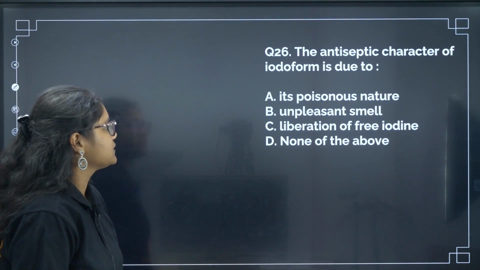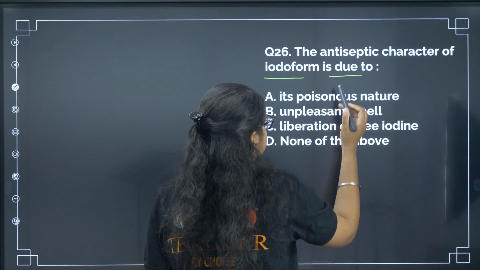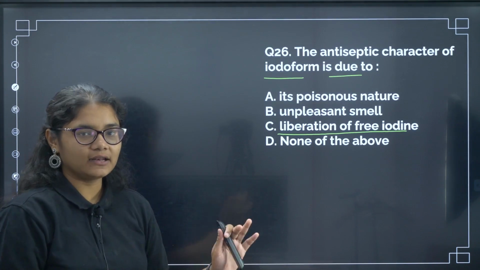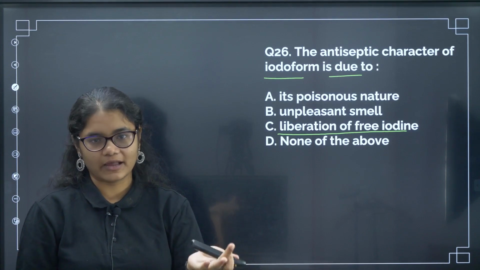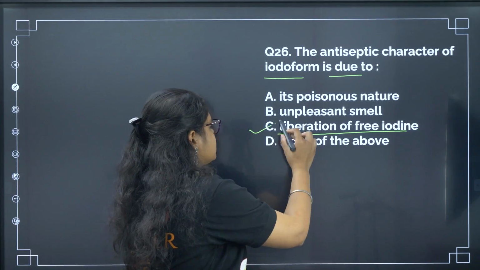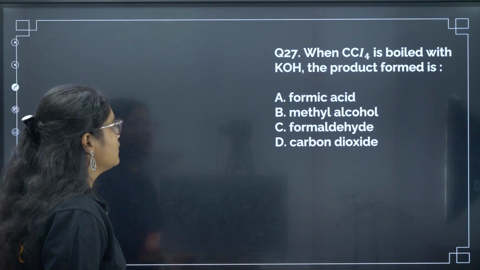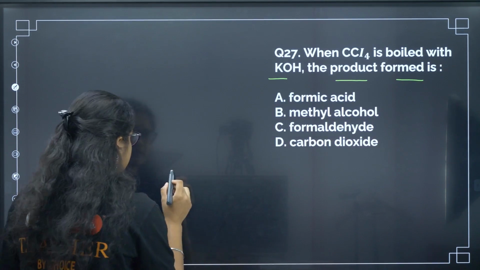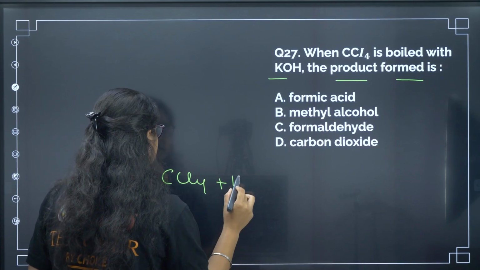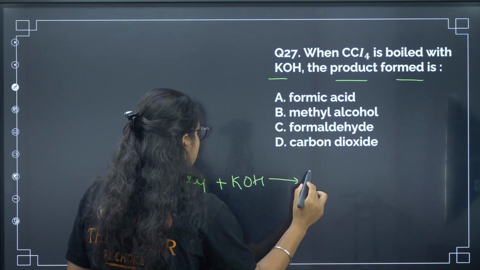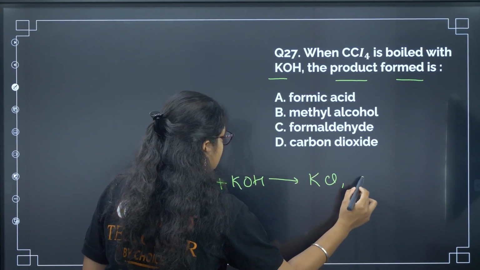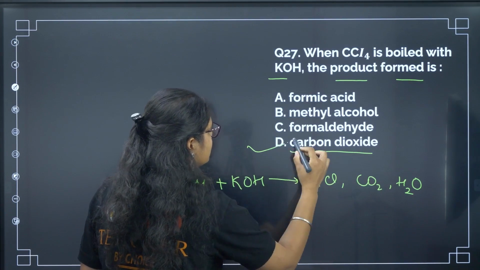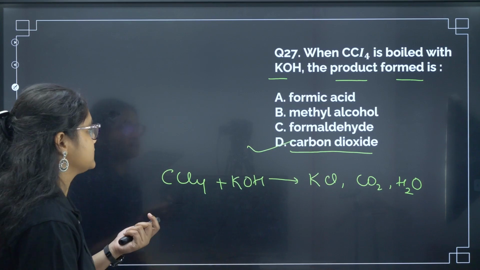Now let us see the next question. The antiseptic character of iodoform is due to. This is also due to the liberation of free iodine. So this is there in the importance of haloalkanes. So the correct answer for this question is option number C. Next, when CCl4 is boiled with KOH, the product formed is. So the question is CCl4 is treated with KOH. Here we get KCl and CO2 and water, right? So the correct answer for this question will be option number D, that is carbon dioxide.